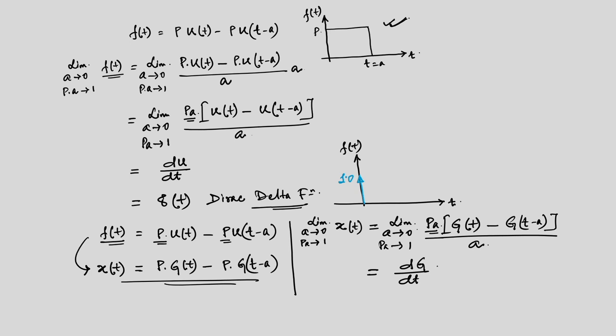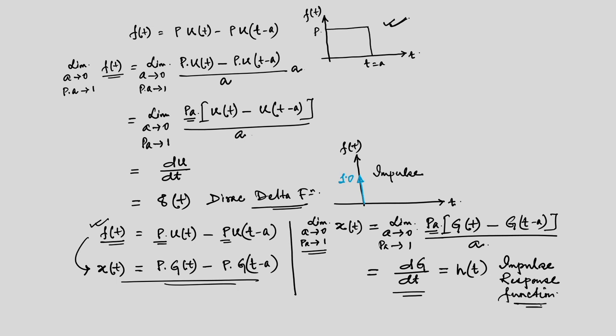Okay, so what we get is this is the response when we have this limiting condition applied on the forcing function given here. So, if I apply this limiting condition on the forcing function, what we get? Impulse, as the external force, and for that we also get the response, we denote it by h of t, and this is called impulse response function. So, it is very straightforward.